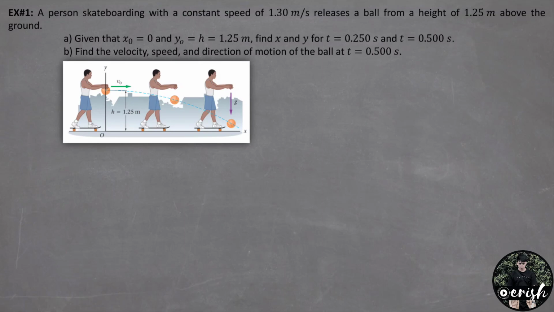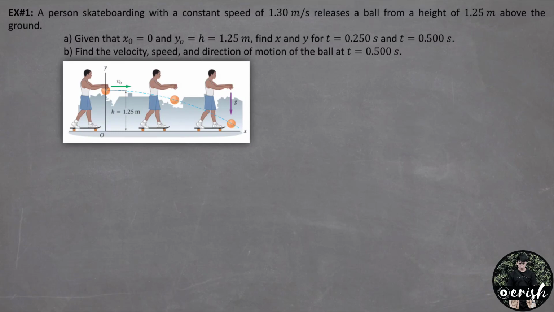Letter A, given that x sub o is equal to 0 and y sub o is equal to h, which is 1.25 meters, find the x and y for the time 0.25 seconds and the time 0.5 seconds. And letter B, find the velocity, speed, and direction of motion of the ball at 0.5 seconds.